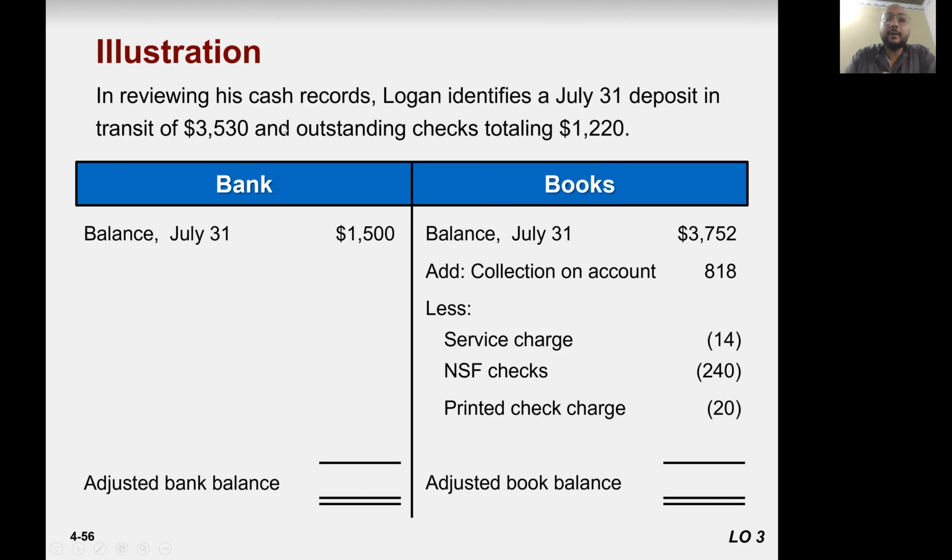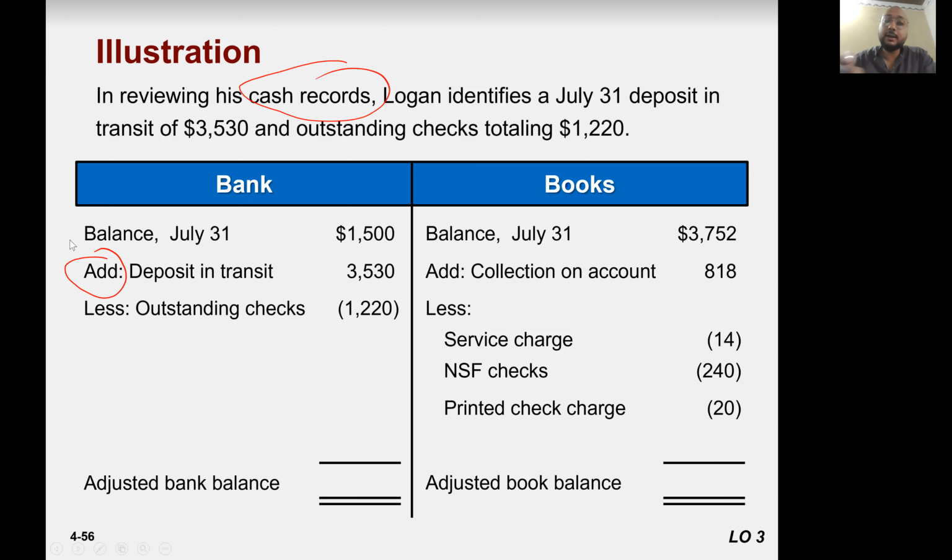In reviewing cash records, Logan identifies a deposit in transit. The deposit in transit treatment is that it should be added on the bank side, and outstanding checks should be deducted on the bank side, because these two are already recorded on the cash side but not on the bank side.